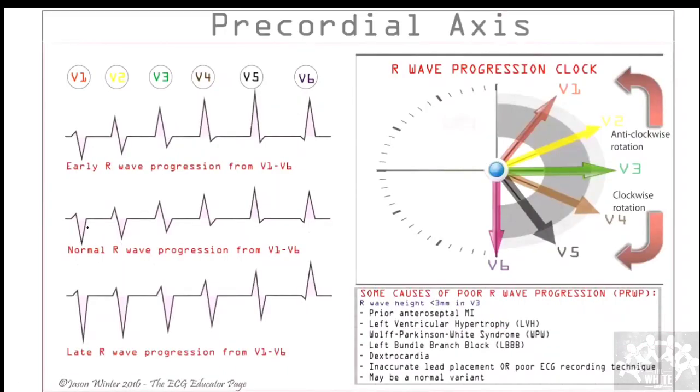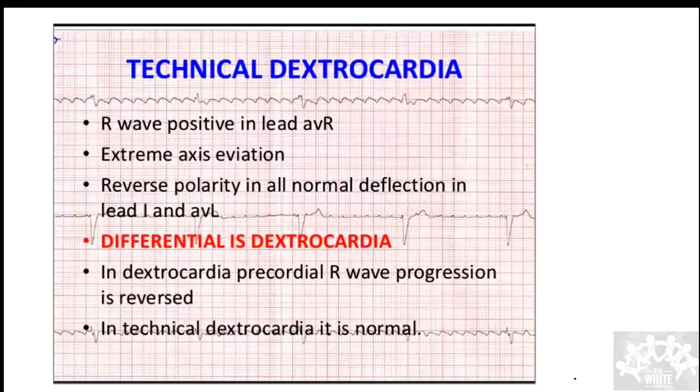Okay, this is what I meant by R wave progression. The definition of R wave progression I have shown you here: the R wave height in V3 less than 3 millimeter. That is the strict definition. These are the causes that we'll see later: old MI, WPW, all that. So this is what I want you to remember.